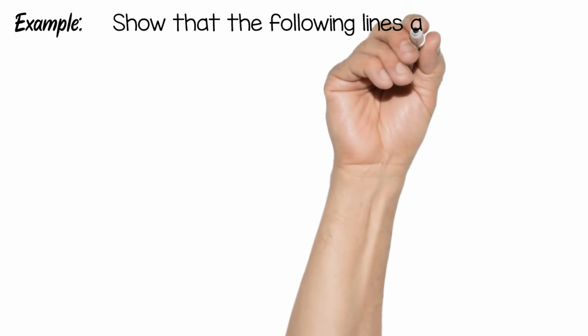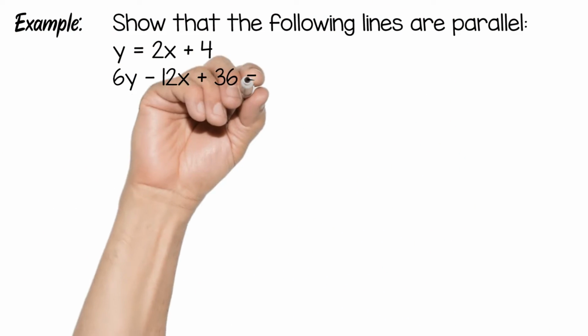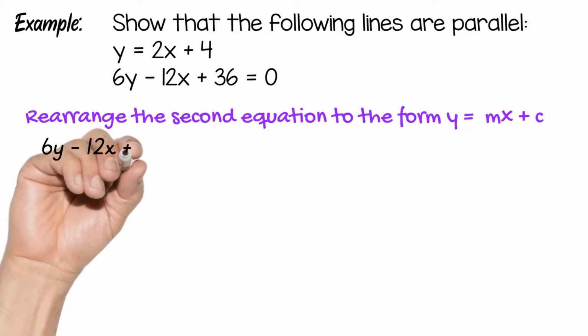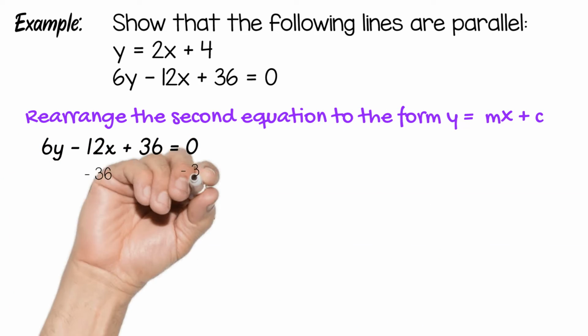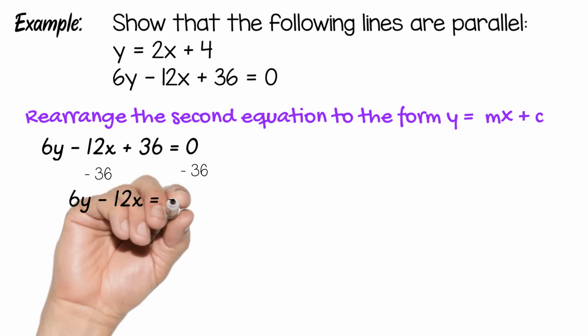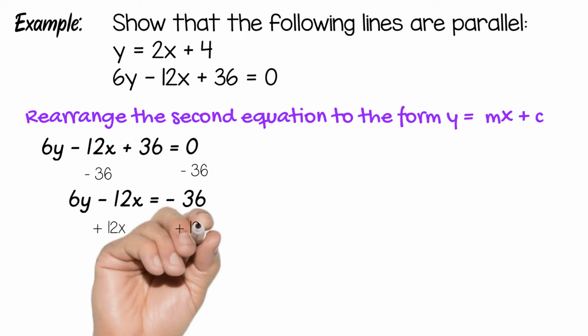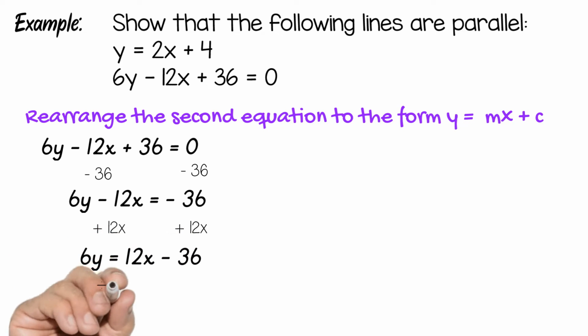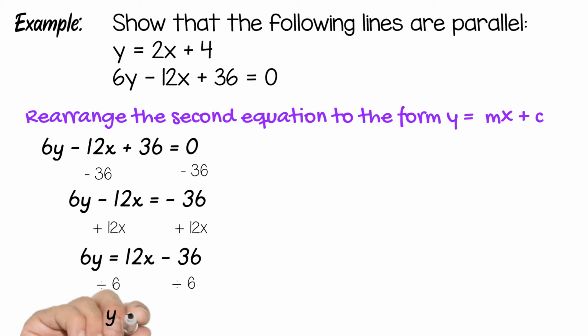So an example of showing that two lines are parallel, we have two equations here, but one of them is not in the form y = mx + c. So we need to rearrange it. So I'm going to move the 36 over by taking it away from both sides. Then I'm going to add 12x to both sides to move it across, and then finally divide everything by 6.